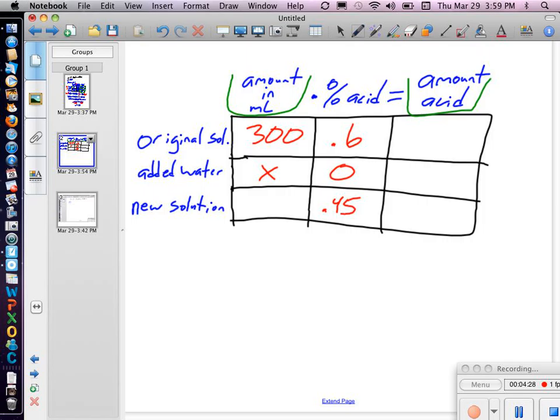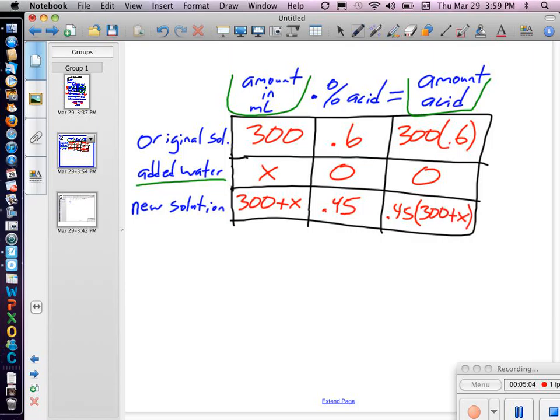Again, I wrote added water here because I'm going to add x to the original solution. So now we're just going to multiply across to get the third column. So we have 300 times 0.6. I could probably just figure that out and write it here, but I can just leave it as 300 times 0.6. No matter what x is, we're going to multiply it by 0, so that's easy. And then this last one, we have 0.45 times 300 plus x.